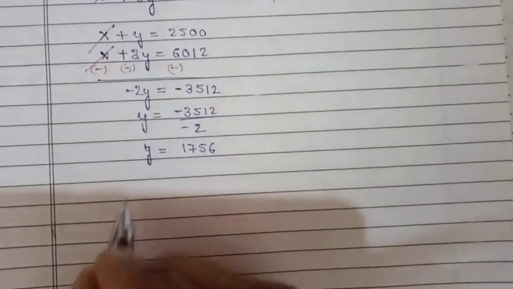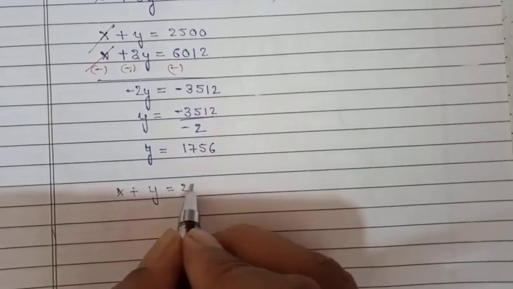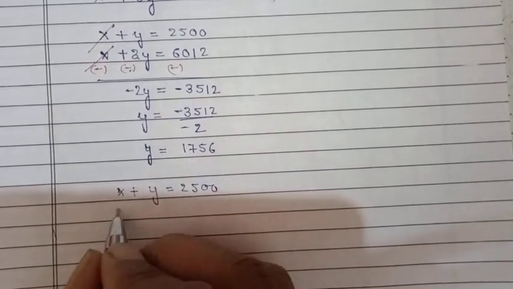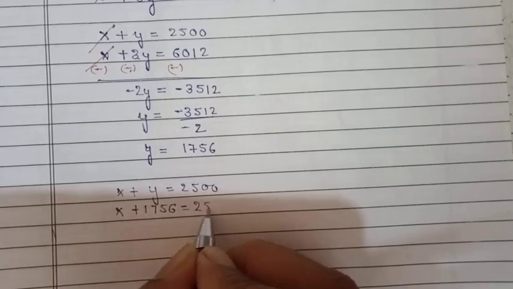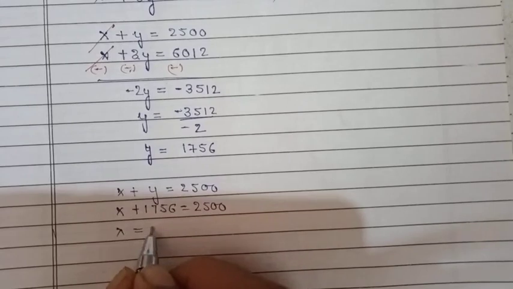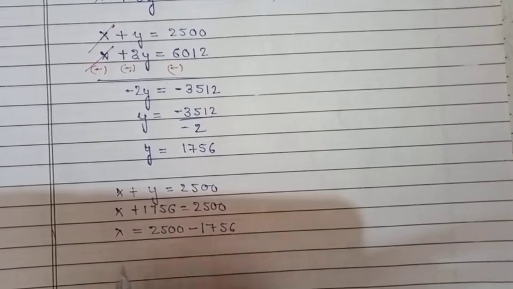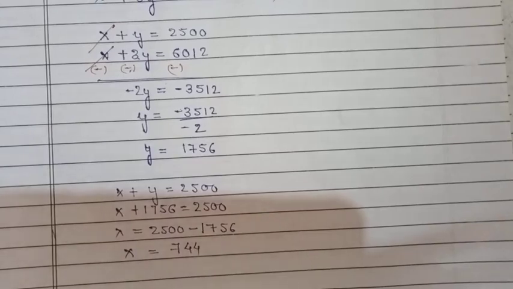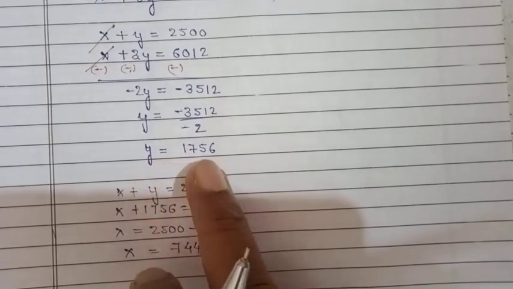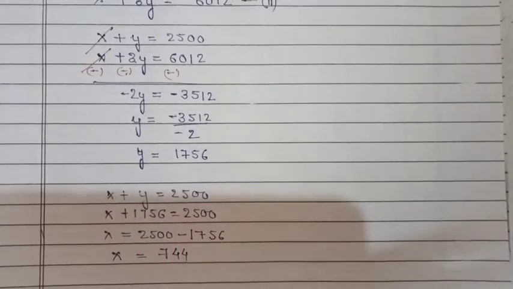Now we need number of children, that is x. So let's solve. Now we are using the first equation. In the first equation, let's substitute y. So when you subtract it, we're getting 744. So this we have got number of children, and y was representing number of adult. So in the question they have asked you to find the number of adult and the number of children.